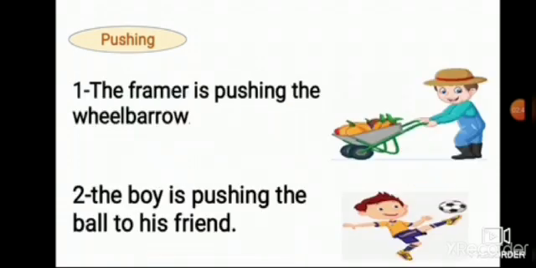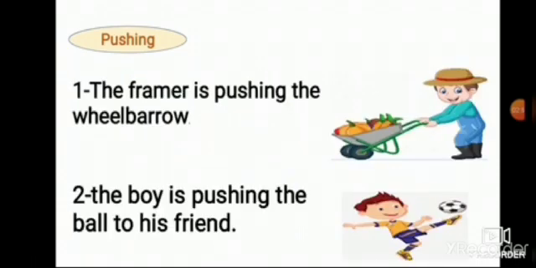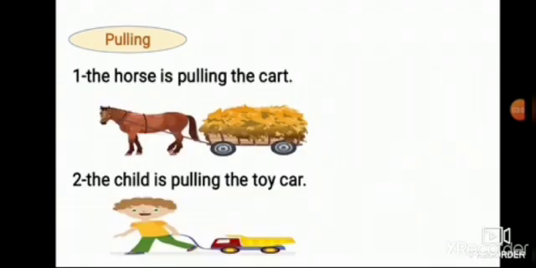So we have two types of force. It's called push and pull. I can say push when the object moves far away. I can say pull when the object moves towards you.